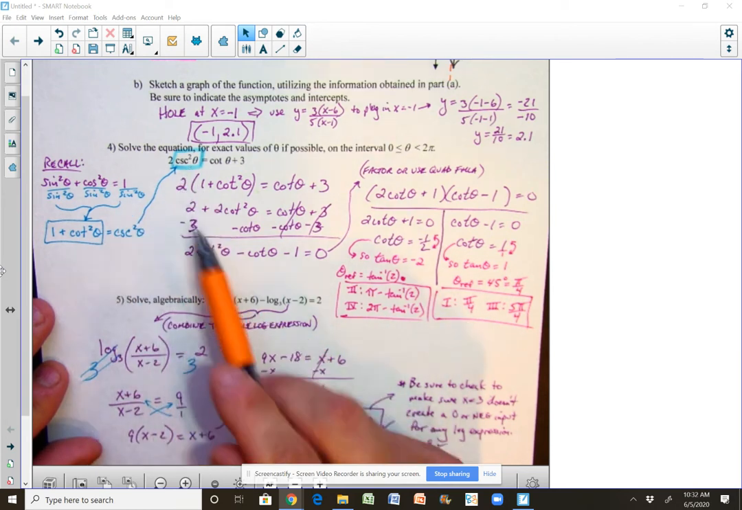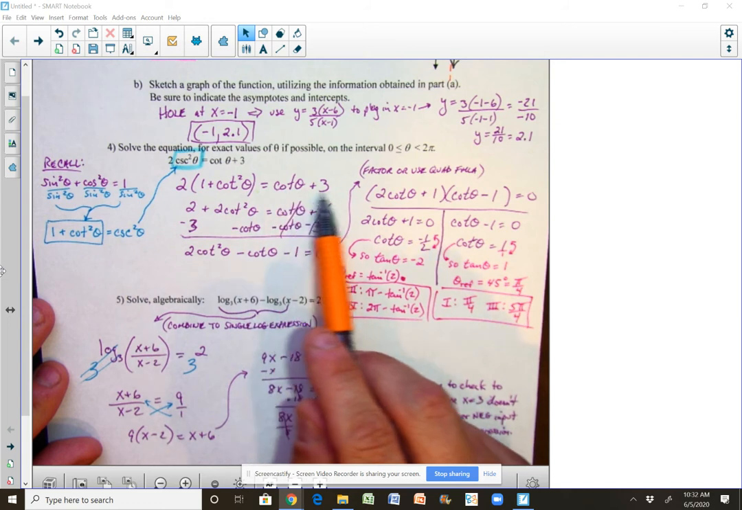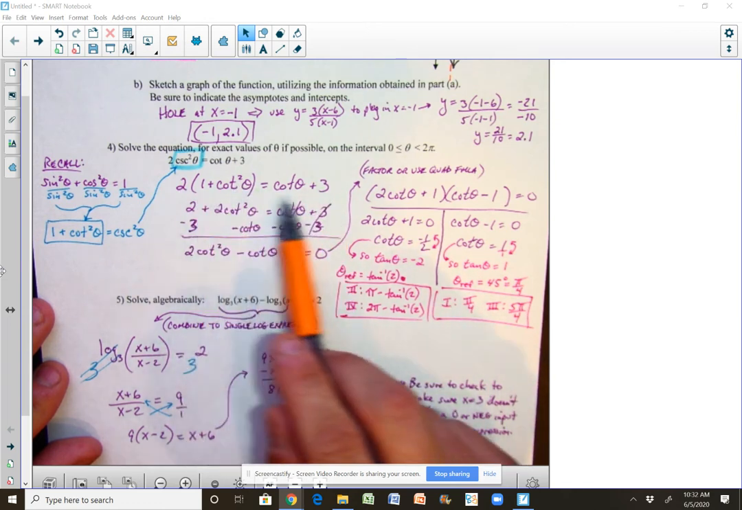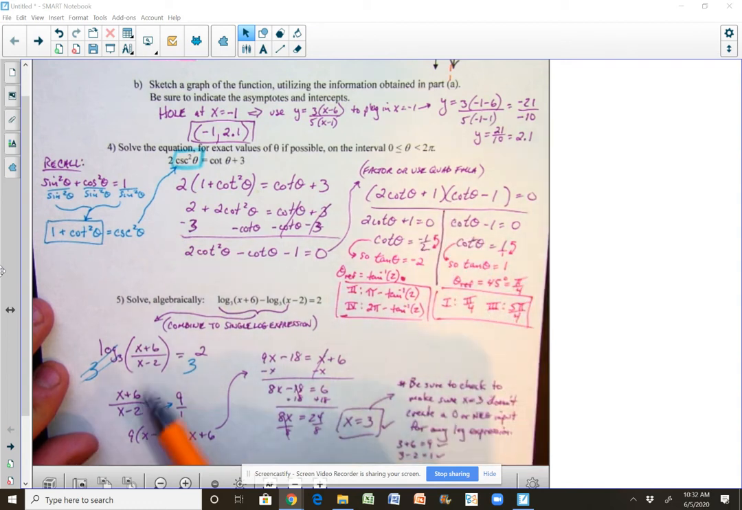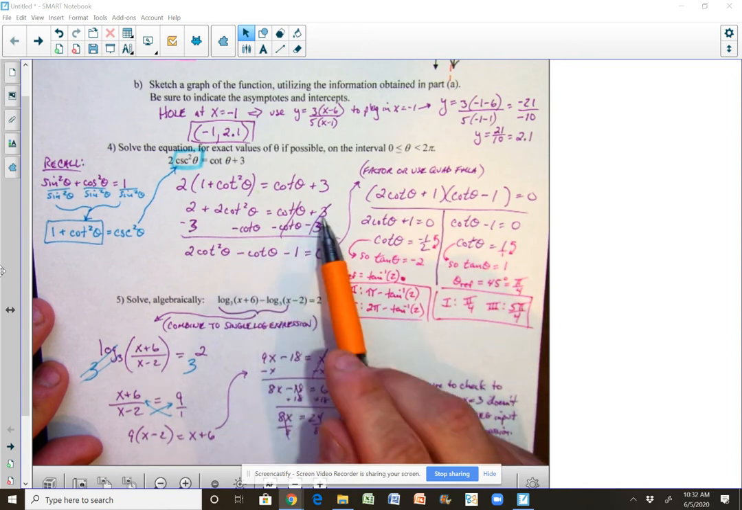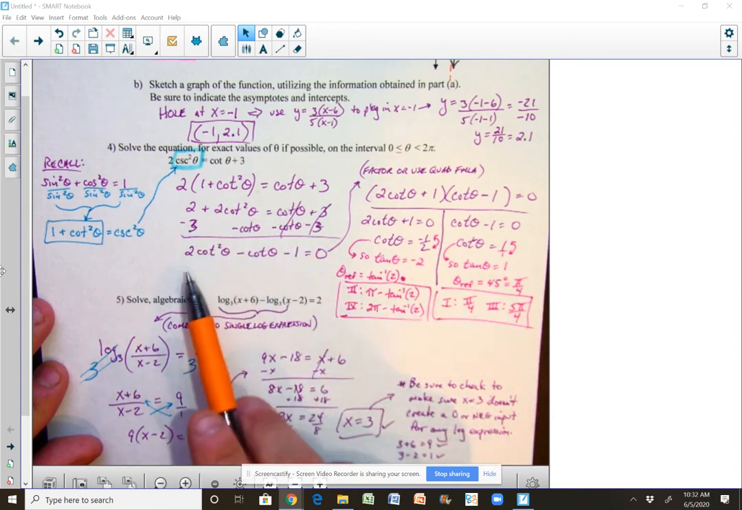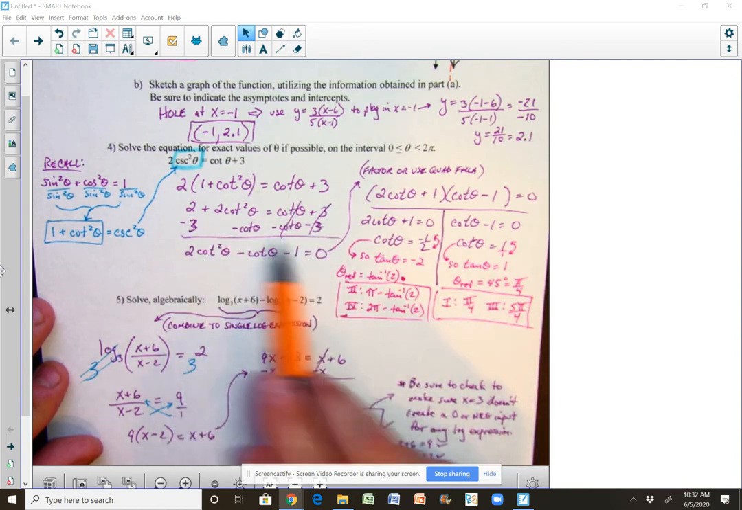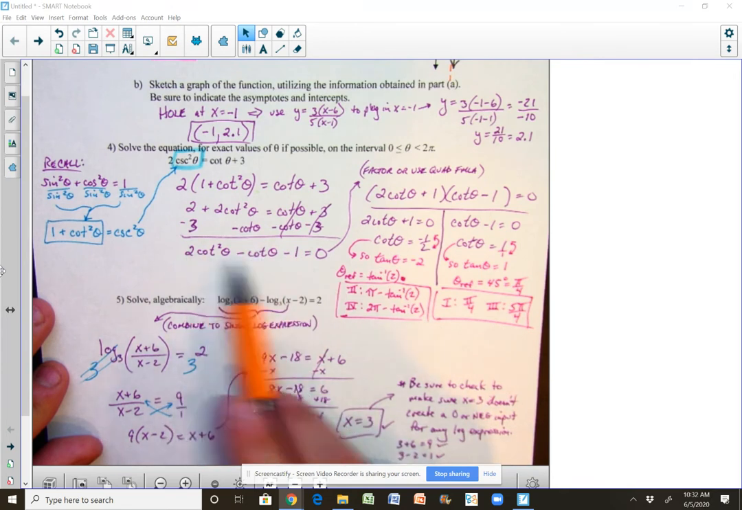And what that will do for me is it will turn the equation entirely into cotangent expressions. So it's a second degree cotangent expression, which means I'm going to have to factor it or use the quadratic formula eventually, but I can distribute this 2 and then set it equal to 0. So I minus the 3 and minus the cotan over, write it in standard form, and then this is something that I can deal with. It's got one term, cotangent, in it.